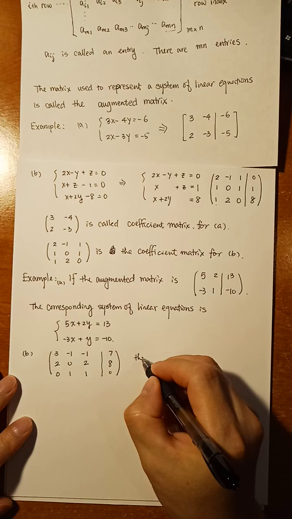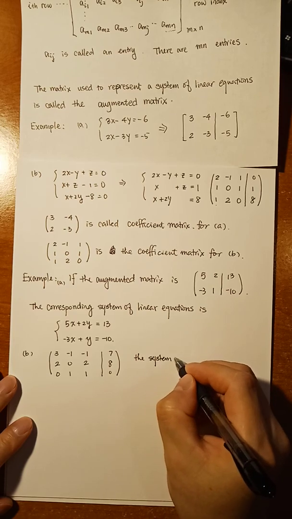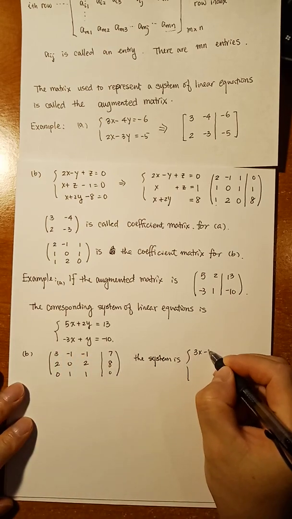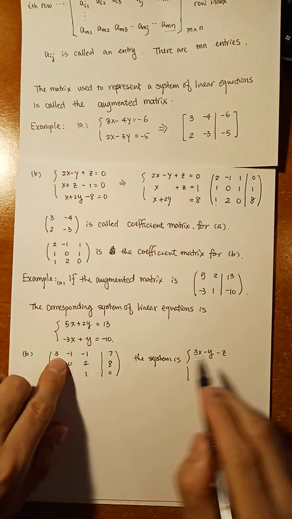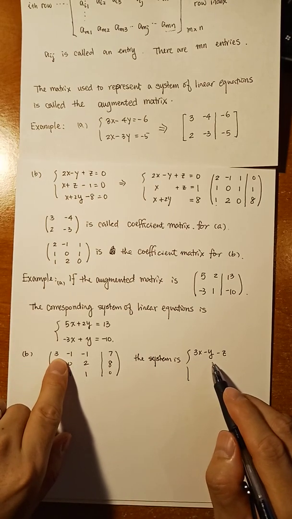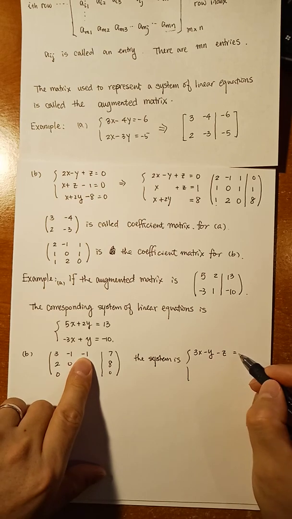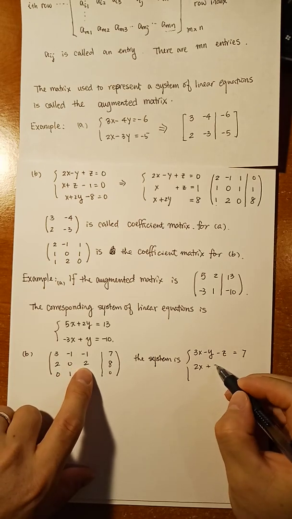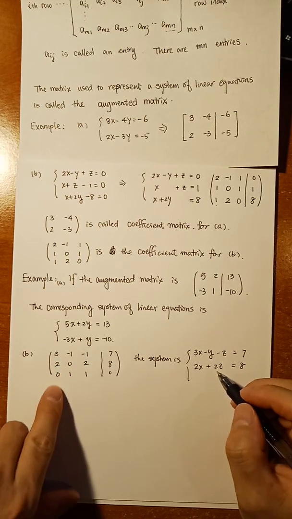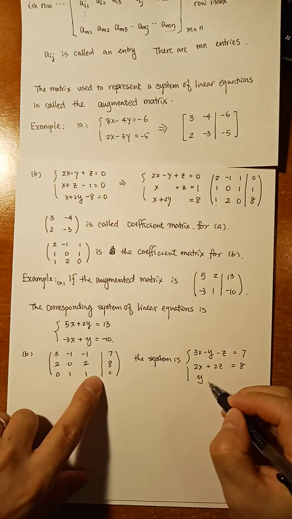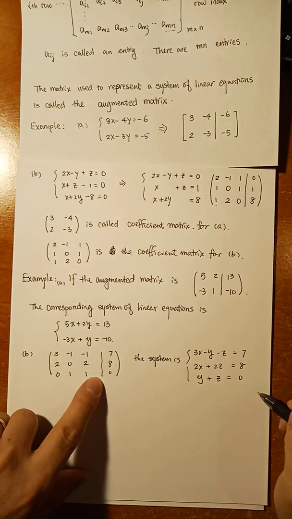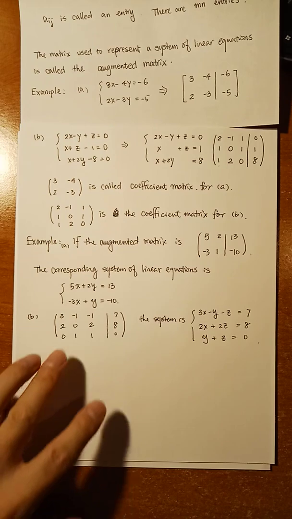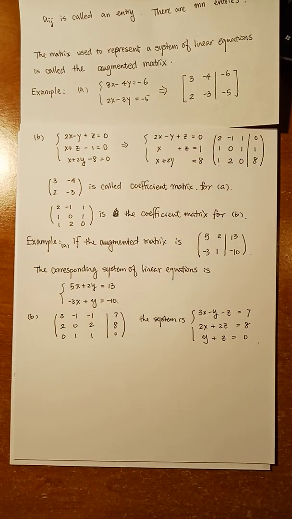Then the system of equations is, okay, so x, y, and z. So 3x minus y minus z, plus -1 times y, plus -y is minus y, here is minus z, is equal to 7. 2x, 0 times y disappears, 2 times z plus z is equal to 8. 0 times x disappears, 1 times y, 1 times z is equal to 0. Okay, so this is the corresponding system of linear equations with respect to the given augmented matrix.